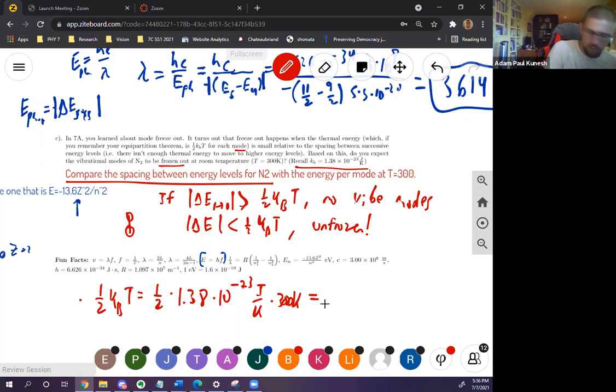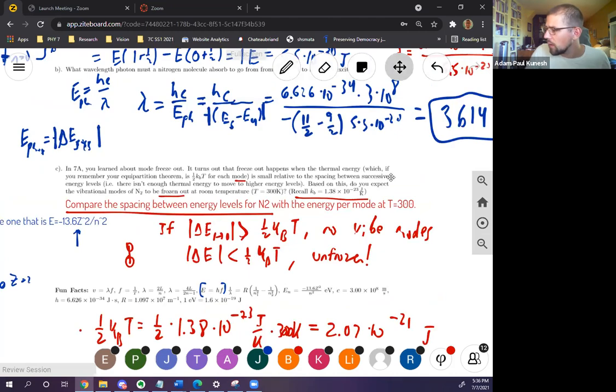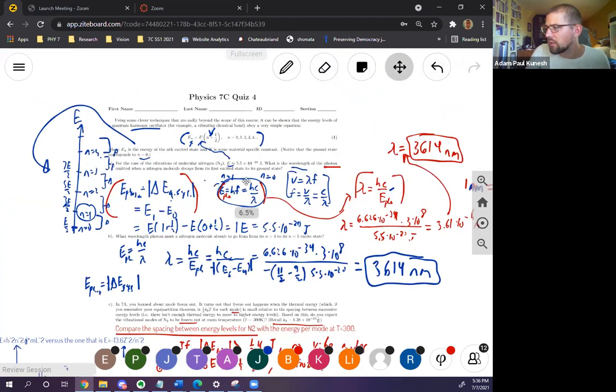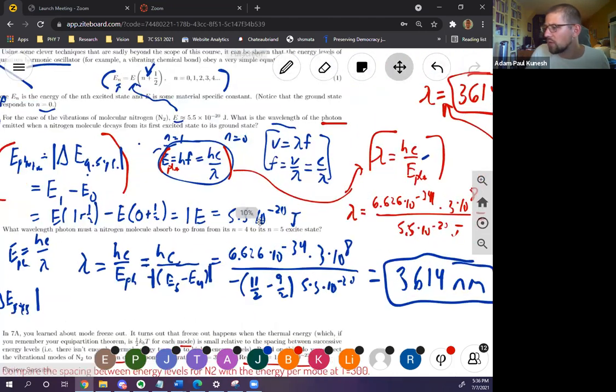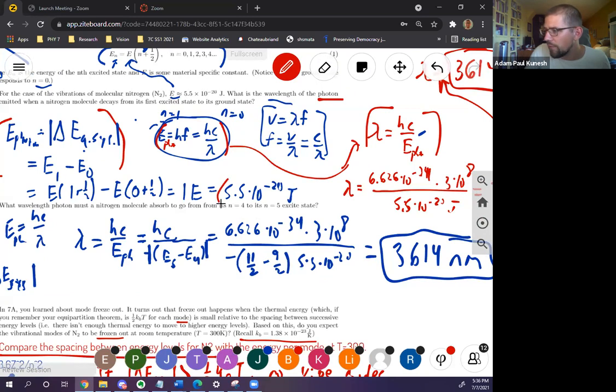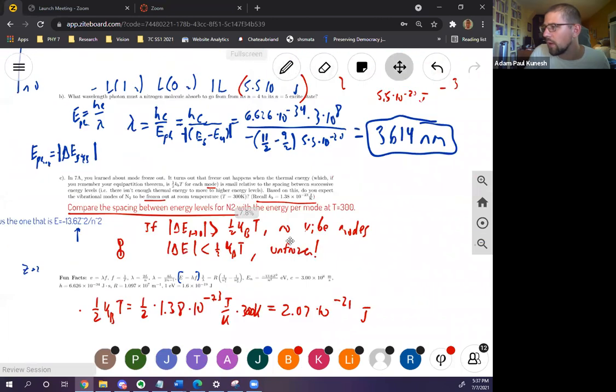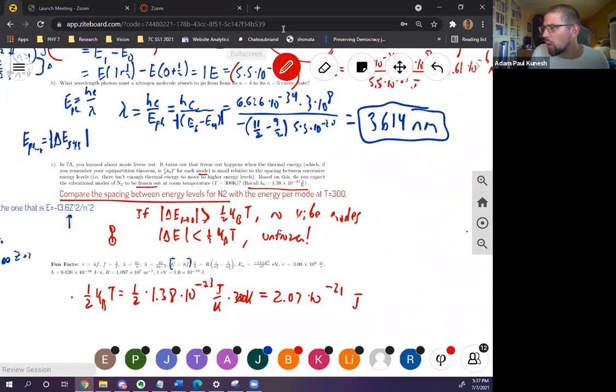(10 to the negative 23rd times 300). That's going to be, I get at least 2.07 times 10 to the negative 21 joules. Okay, so how much energy is associated with jumping between 2 energy levels? 5.5 times 10 to the negative 20th joules. Okay, cool. So what do we see?